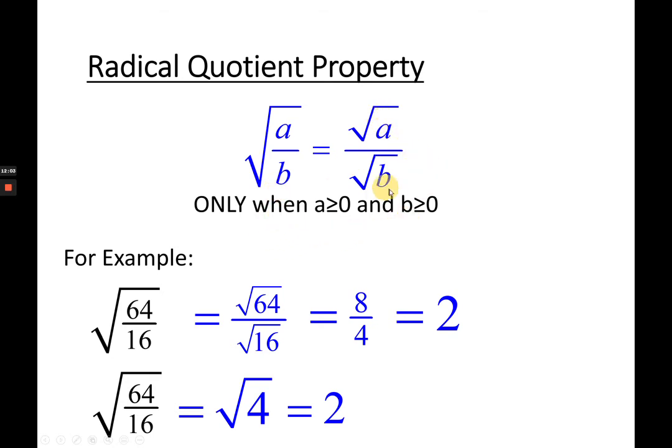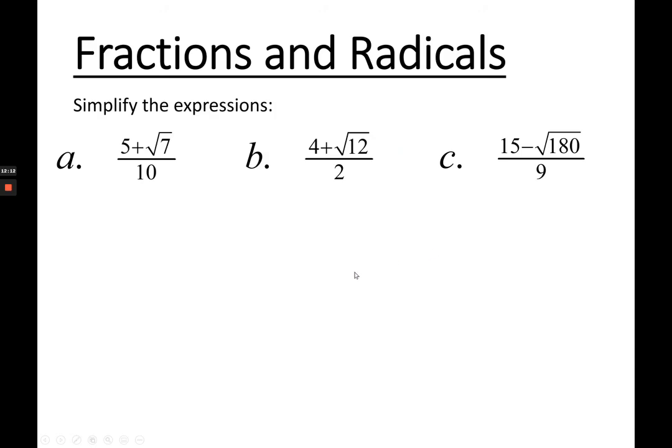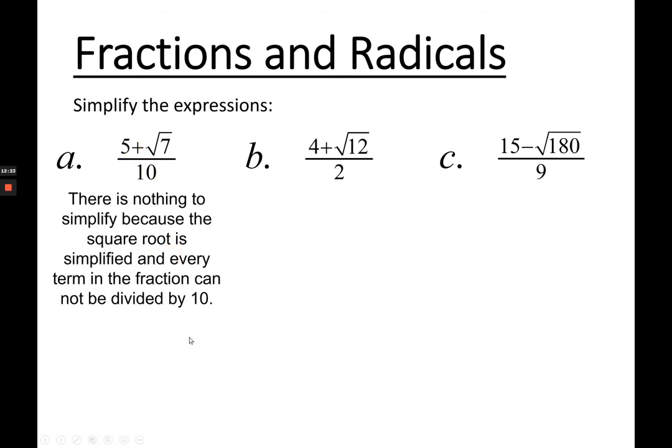Sometimes only one works, sometimes both work. Let's have another set. Now it's the example. Letter A, is it possible to simplify? 5 divided by 10? I don't think so. There is nothing to simplify because the square root is simplified and every term in the fraction cannot be divided by 10. A is done.